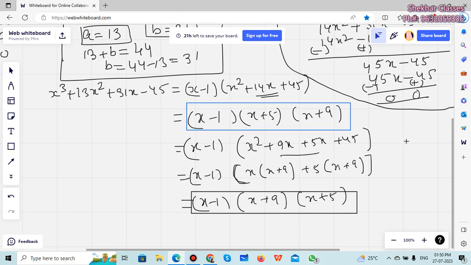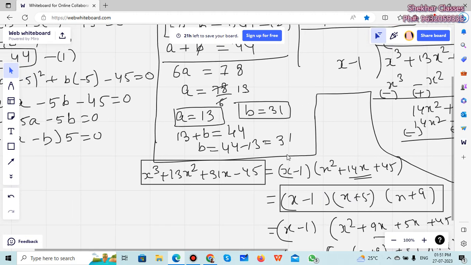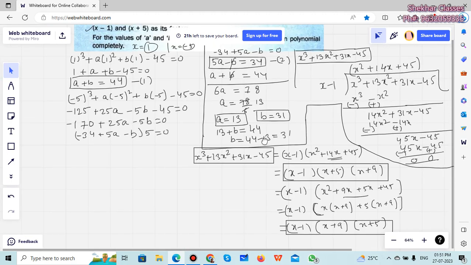So either way you can factorize it and you will get the factors. And these are the factors of which number? These are the factors of this number here. So the factors of this one are x minus 1 into x plus 9 into x plus 5, same over here. You can do it in both the manners, and this is how we have to solve it.